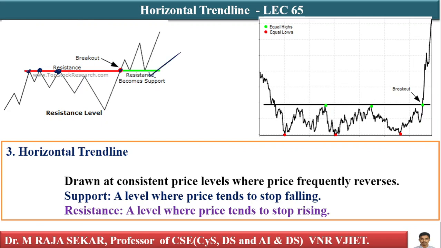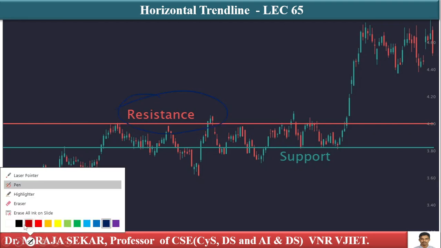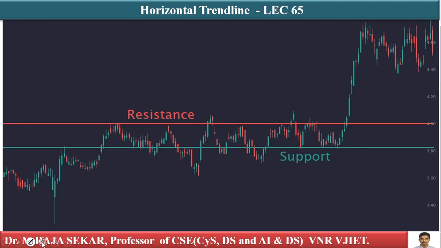This is the resistance line. Why? Because it stops rising. This is something like here. The one above is, I can say, a resistance. Here, the one below is support. That one can understand. Just see here, you can understand. This is resistance. What is resistance? Just let me show it once. Yes, this is resistance. This one is support. For which? For the horizontal trend line.